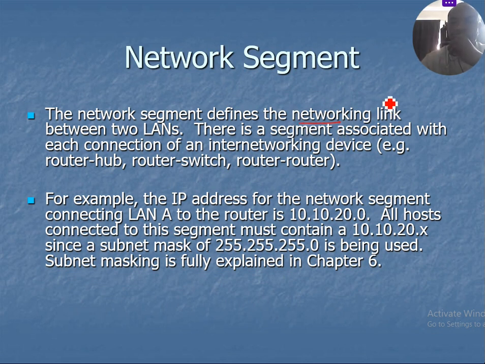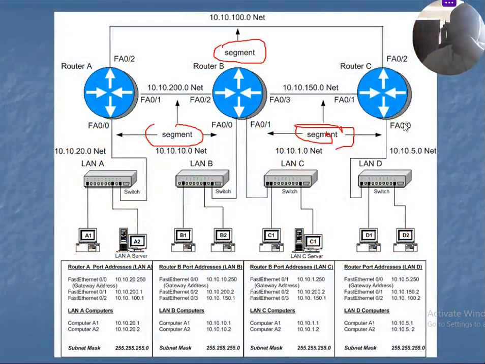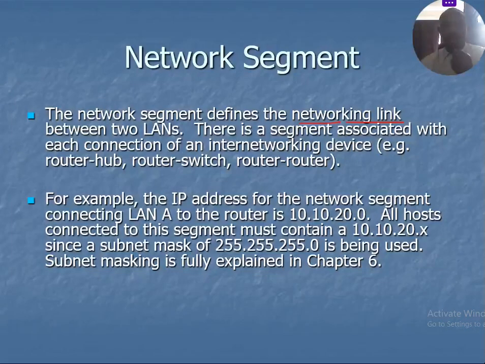You have one local area network linked with another local area network. That link is called the segment. You have one local area network here, and it's being linked with the help of this router and this router to another local area network. So that's a segment created. A segment is used to create a link between two LANs.